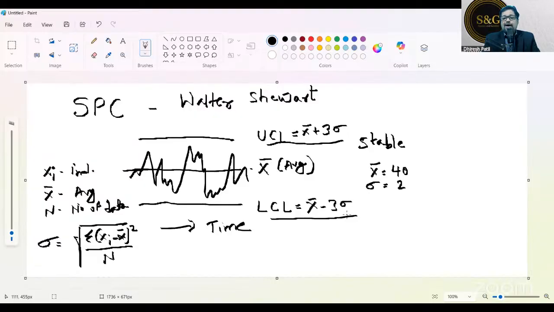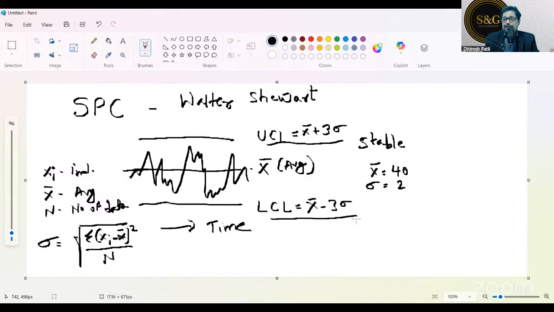We are talking about UCL 46. How did 46.34 come? Sigma is 2 only. 40 is the x bar. Sigma is 2. That's it.